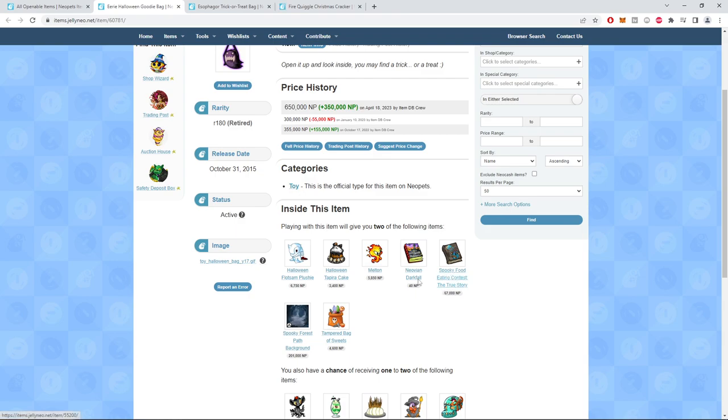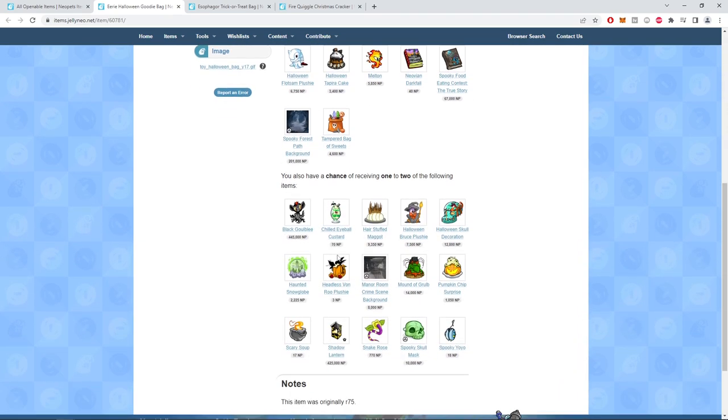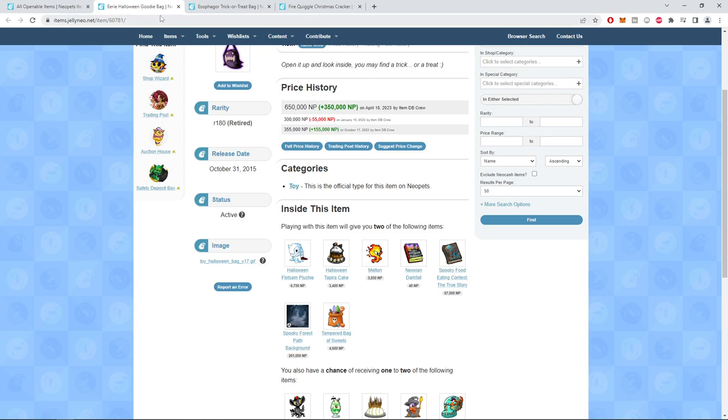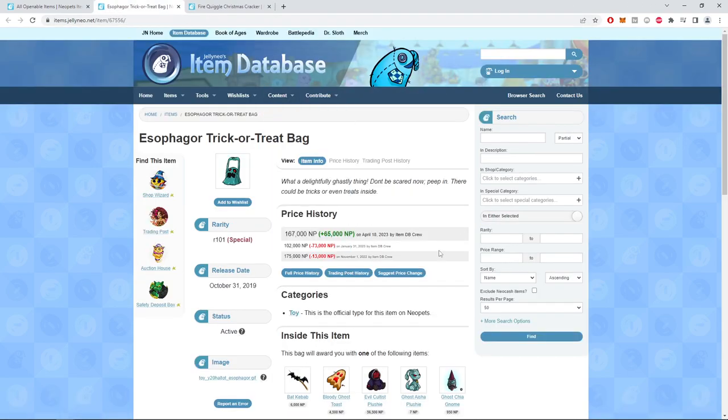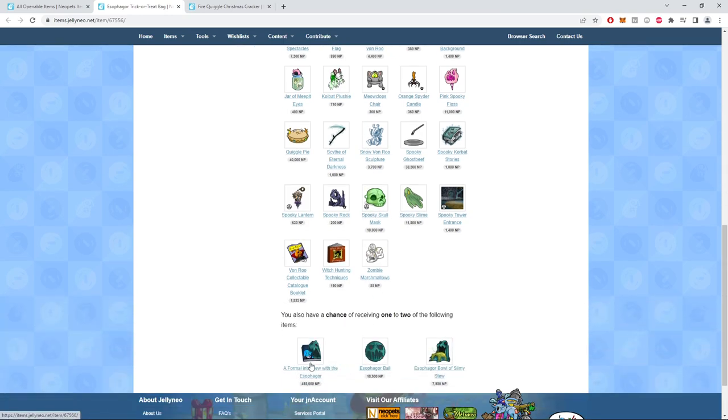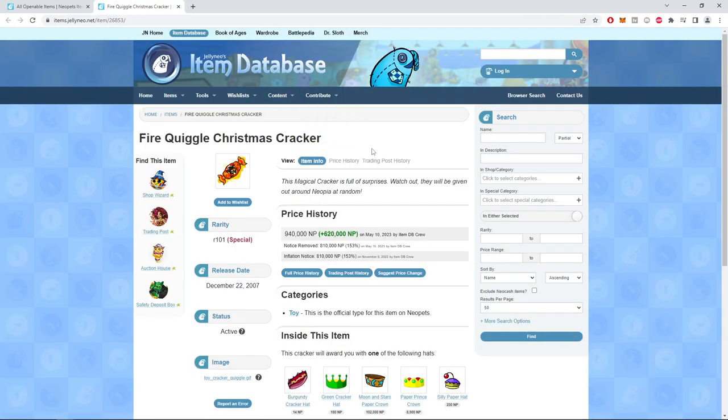Two items, you might get a book or a background, but it's 600K. There's just no way to make profit here. It's like 1 out of 100 is profitable or break even. What a waste. 170K, same thing. Another book.